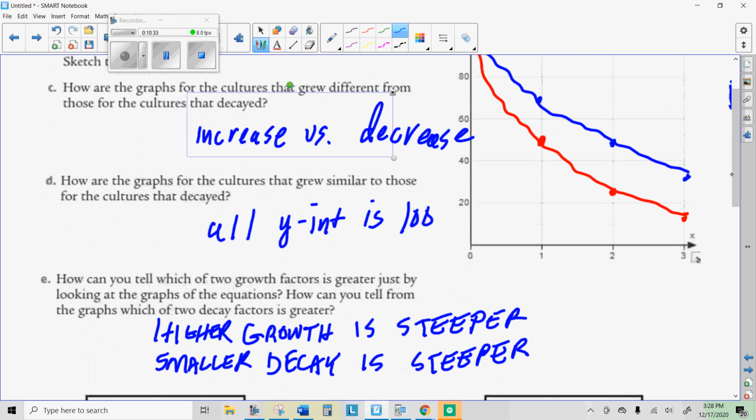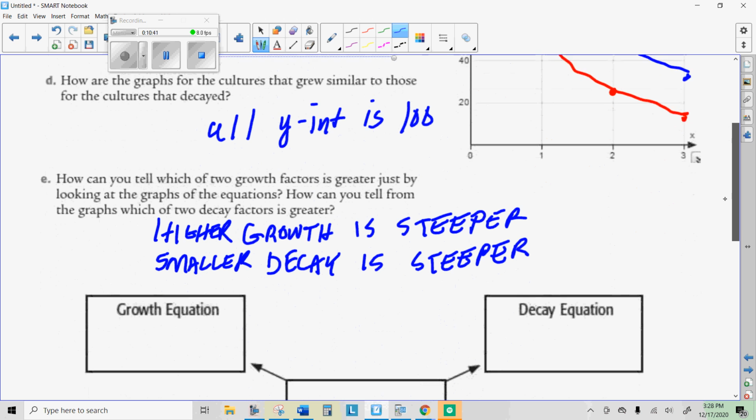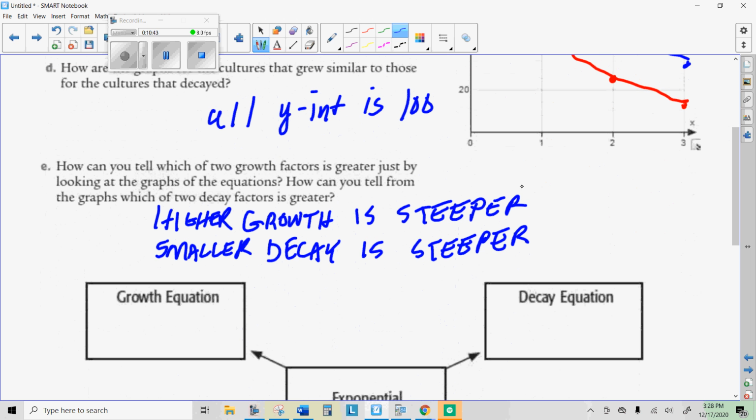All right, the growth graphs are increasing, the decay are decreasing. All the y-intercepts on every graph is 100. They're all the same. They start at 100. You might have noticed that the higher the growth factor, the steeper the graph. And that the smaller the decay factor, the steeper the graph.